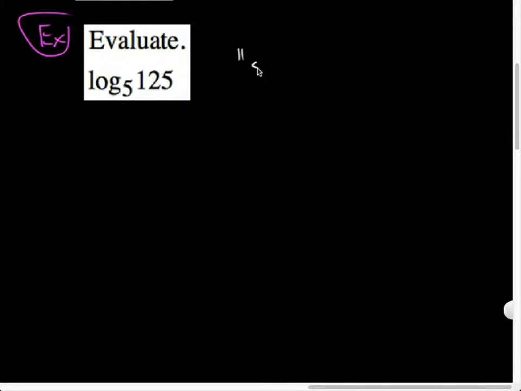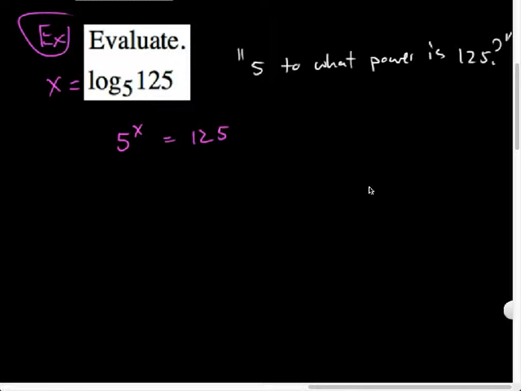This asks me the question, 5 to what power is 125? And if I'm trying to evaluate this, I could just let this equal x, for instance. When I ask the question 5 to what power, that would be 5 to the x equals 125. You might be able to answer this logically on your own if you happen to know your powers. Does anyone know 5 to what power is 125? Yeah, that would be the third power.